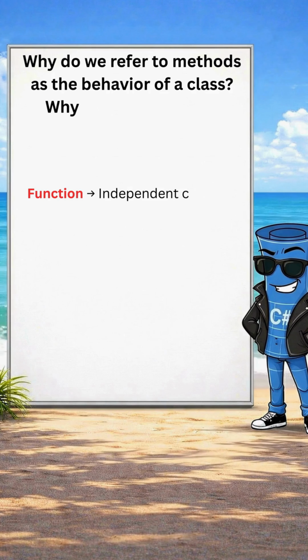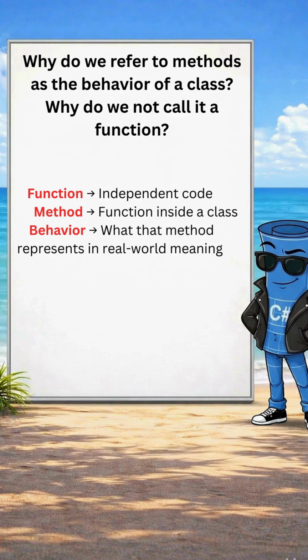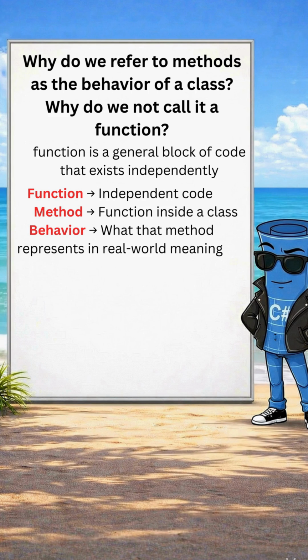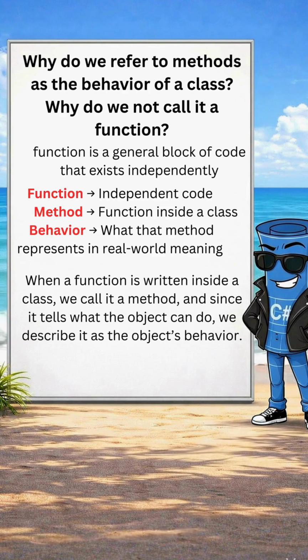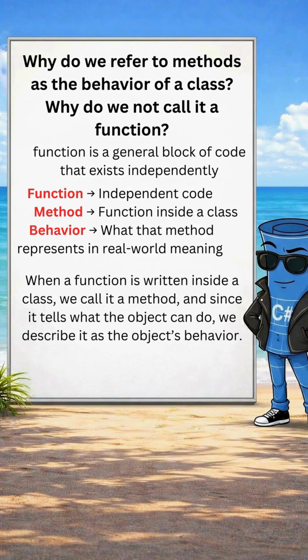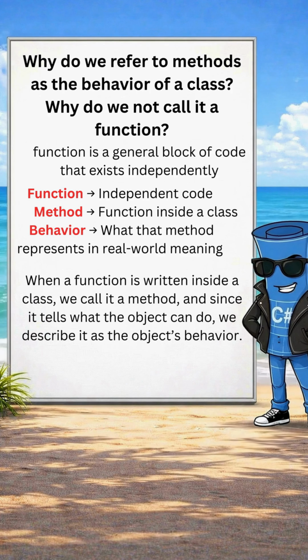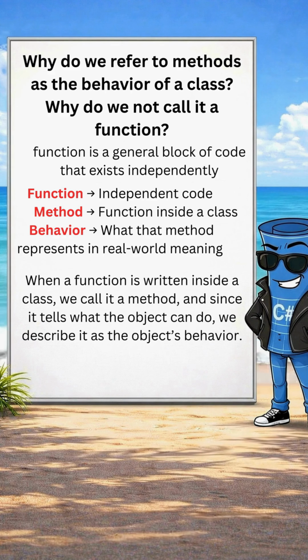Why do we refer to methods as the behavior of a class? Why do we not call it a function? Function is a general block of code that exists independently. Technically, yes, it is a function. When a function is written inside a class, we call it a method, and since it tells what the object can do, we describe it as the object's behavior.